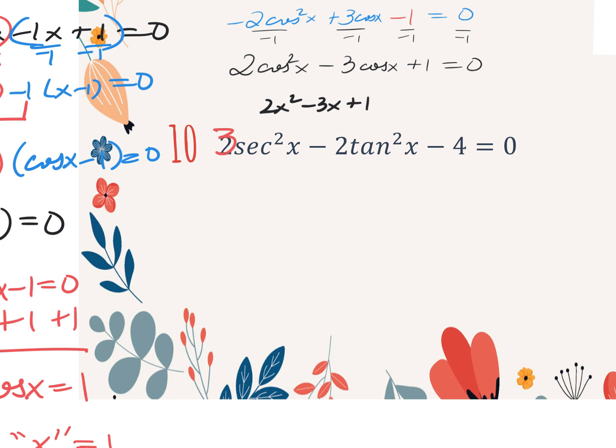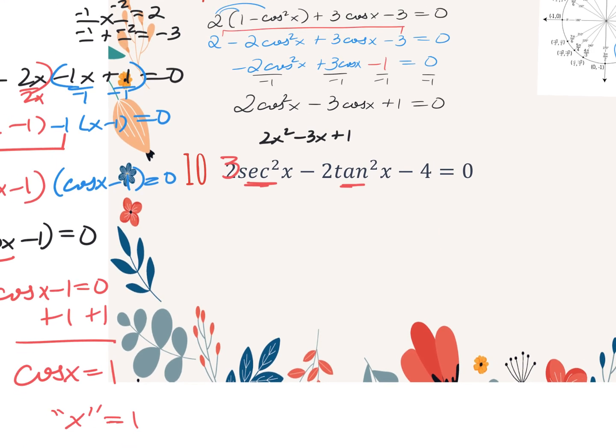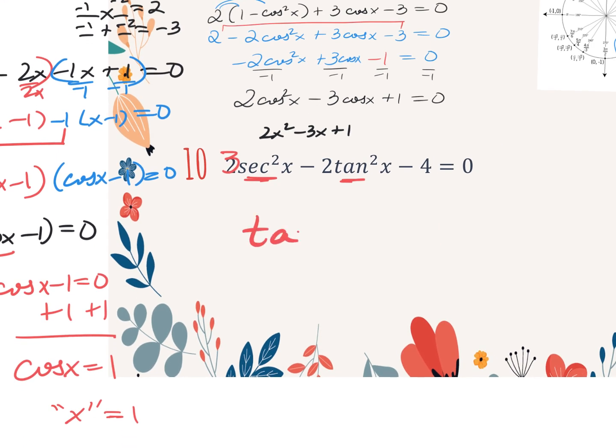So again, I need to make these two functions the same. So I'm going to be using a Pythagorean identity. I'm going to be using tangent squared x. I'm using this Pythagorean identity. And again, we're giving you the reference sheet with the identities and the unit circle. All right, so this is what I'm replacing secant with. So I'm going to take out secant, and I'm going to replace it with tangent squared x plus 1.